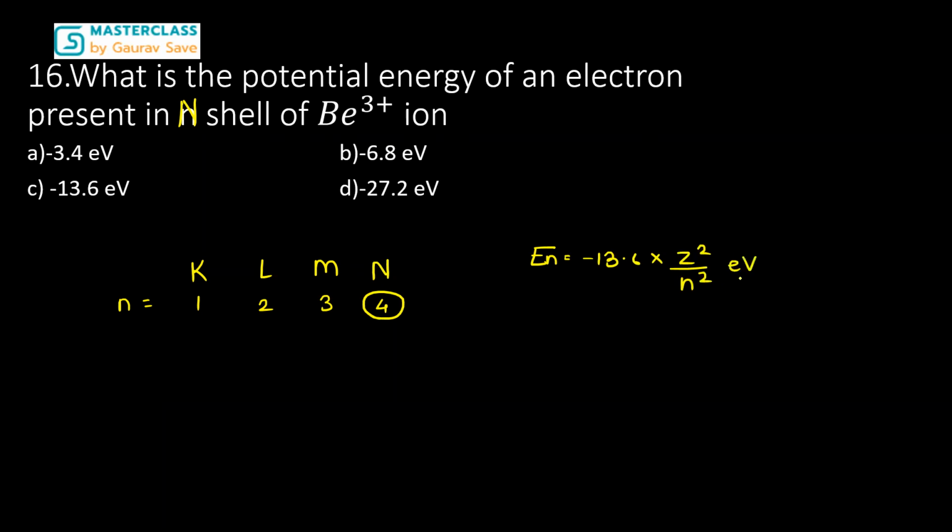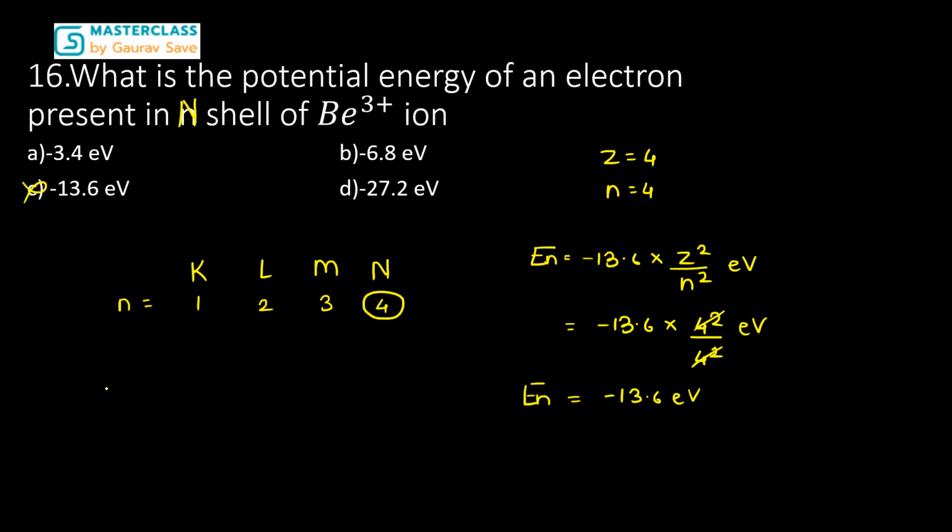So total energy will become Z square for B plus 3, Z is equal to 4, and n they have given us as 4. So square of 4 divided by square of 4, and we'll get the unit electron volt. 4 square and 4 square will get cancelled out, and total energy is minus 13.6 electron volt. Guys, you might take option C, but remember this is the wrong answer.